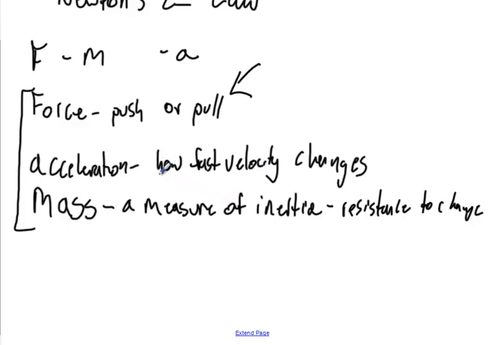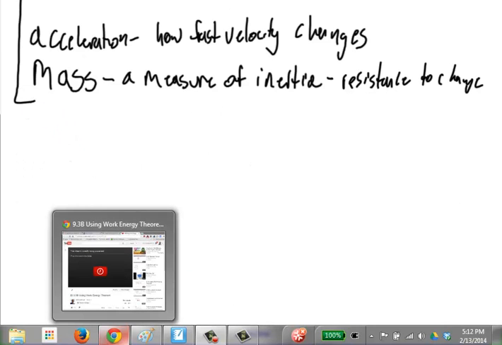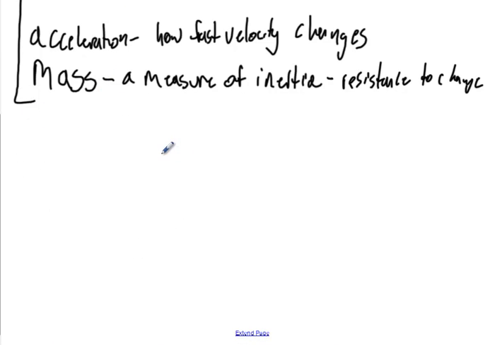And some of you tested, well, what happens if we leave the force constant and make the mass bigger? Well, if the mass increases, then it has a greater resistance to change, and that force is less able to accelerate the object. Newton was the one who put this all together, and he came up with what we call Newton's second law of motion.